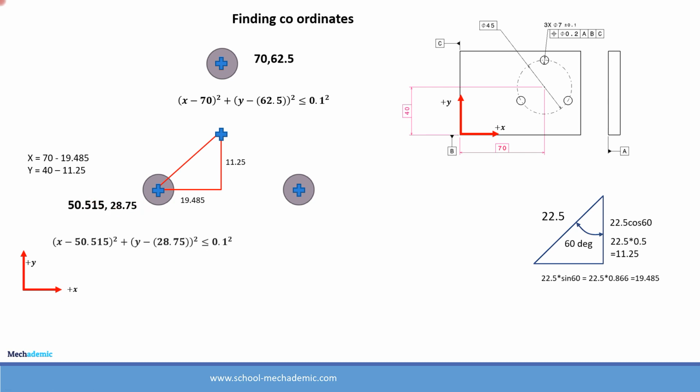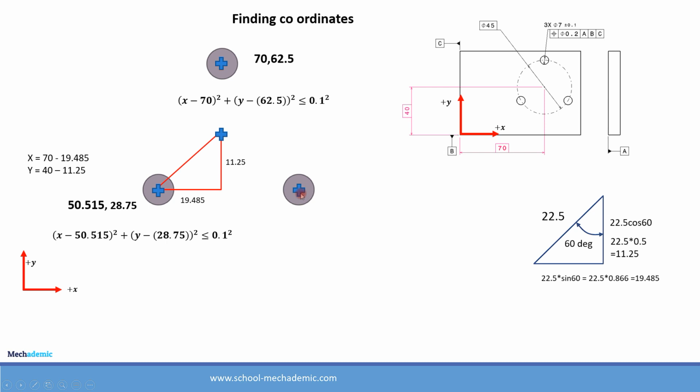Using these values, if we write the equation, which is the condition for acceptance of a point which has to lie within the tolerance zone, then that condition should be satisfied as this one. It should be lesser than or equal to 0.1 squared. So in place of the h and k, we have substituted the values of 50.515 and 28.75 respectively.